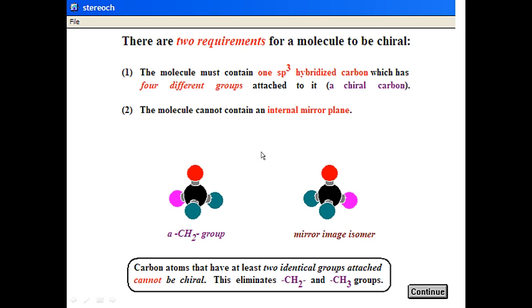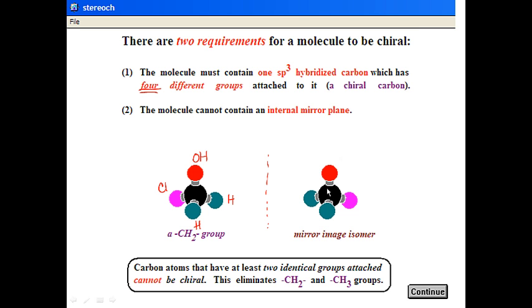So let's look at what happens if you have less than 4 different groups attached. Well, here's an example. How about a CH2 group? So let's say I have my OH group here, and maybe I've got a chlorine here, but I've got 2 hydrogens attached to that carbon. Is that carbon chiral? No. Why not? Because it cannot exist in a non-superimposable mirror image form. So here's my mirror plane, here's my mirror image.